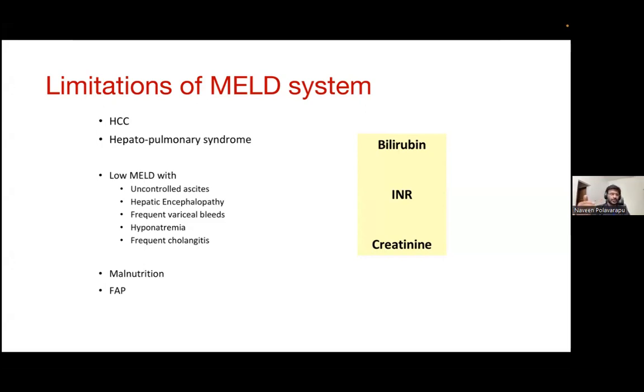So patients who may have a MELD of 10 or 11, if they have refractory ascites, or recurrent encephalopathy requiring hospital admissions, we should not wait for them to have a MELD of 15 or above to consider for liver transplantation. You should have a very low threshold to look for transplantation for these patients. So that's why it's important that whenever you mention MELD, you also make sure you have looked at the limitations of the MELD system.